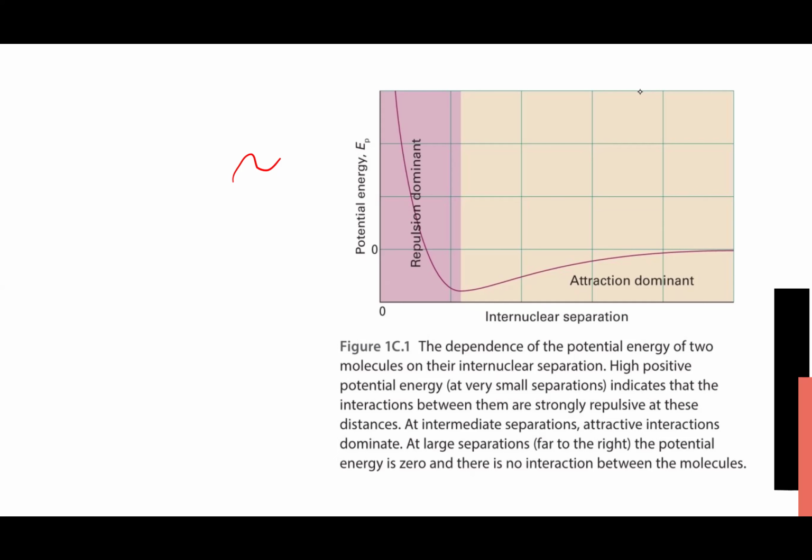Attractive interactions dominate at intermediate separations, and at large separations, far to the right, potential energy is zero and there's no interaction between the molecules. That would be the perfect situation, with zero potential energy. This potential energy is like the voltage between the two, and also part gravity, to be honest.